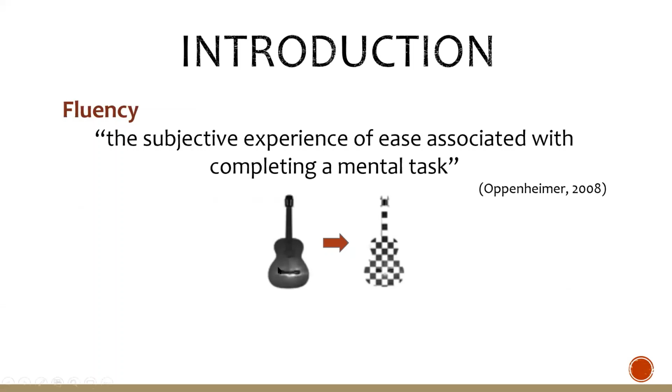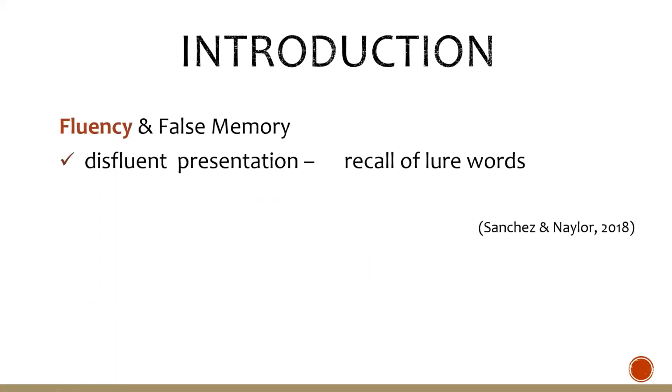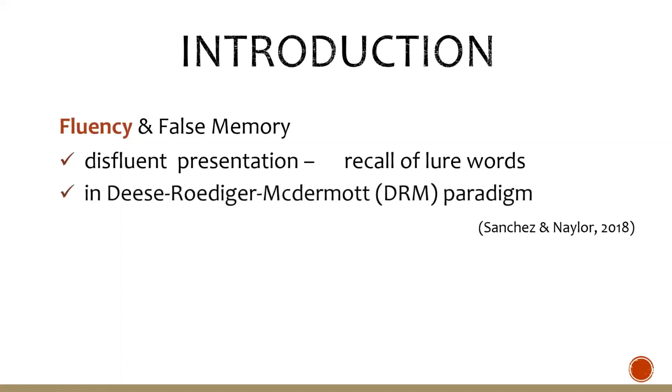Here is an example of the perceptual fluency manipulation. Here is the disfluent version. In the literature, it was mostly found that perceptually fluent items are perceived as more memorable. Moreover, the relation between fluency and false memory was studied in the DRM paradigm, and they found that fluent presentation increased the recall of lure words.